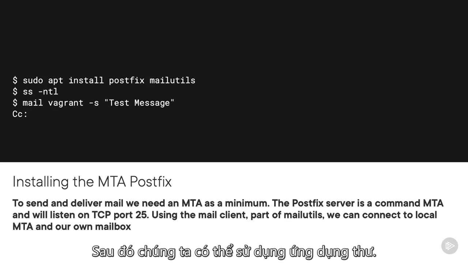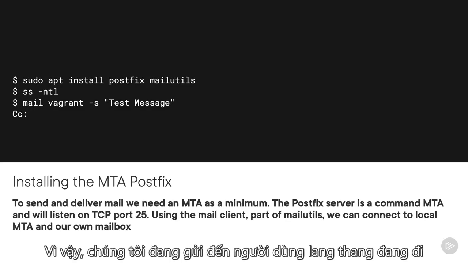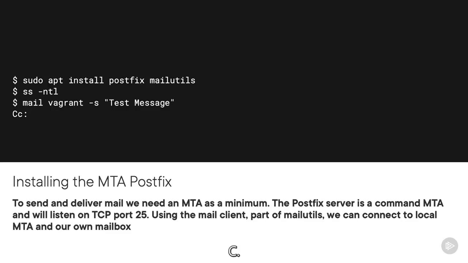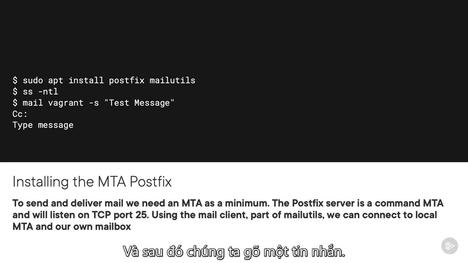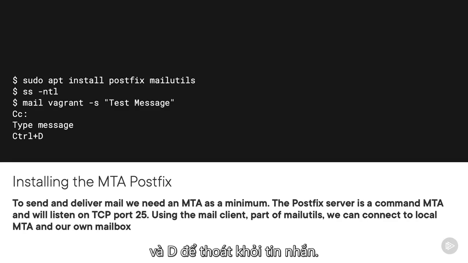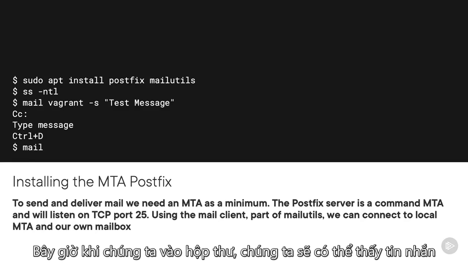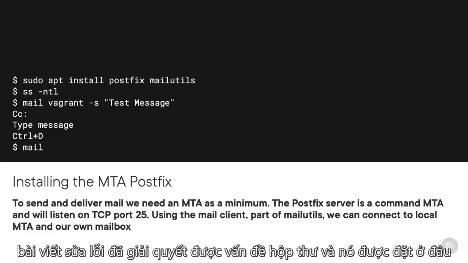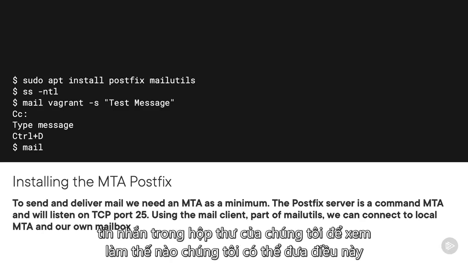We can then use the mail client, so we're sending to the vagrant user, that's going to be ourselves in our scenario. We can set the subject. We've got the carbon copy, the CC. We can leave that blank, and then we type a message. Once we've finished, hit a new line, and then use Control and D to get outside of the message. We'll look at other ways we can send messages as well. Now, when we go into our mail, we'll be able to see the message that has been delivered to our mailbox. The message has been sent to Postfix. Postfix has resolved where the mailbox is, and it's placed the message in our mailbox.